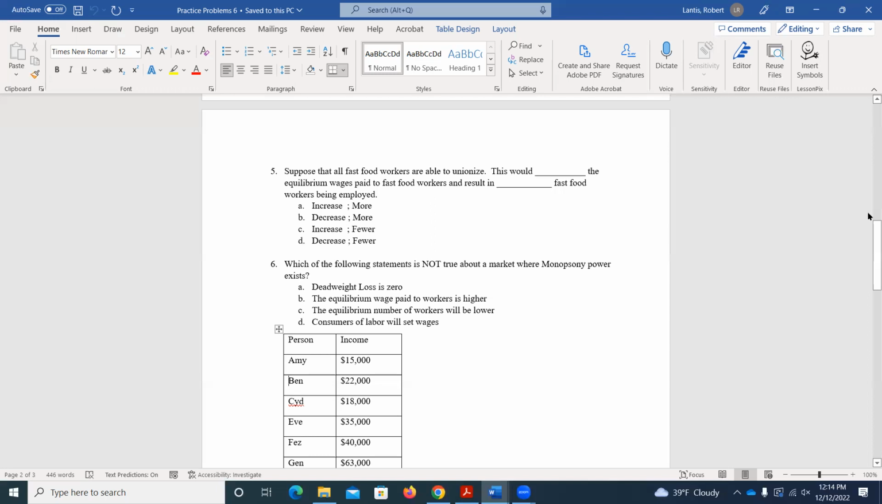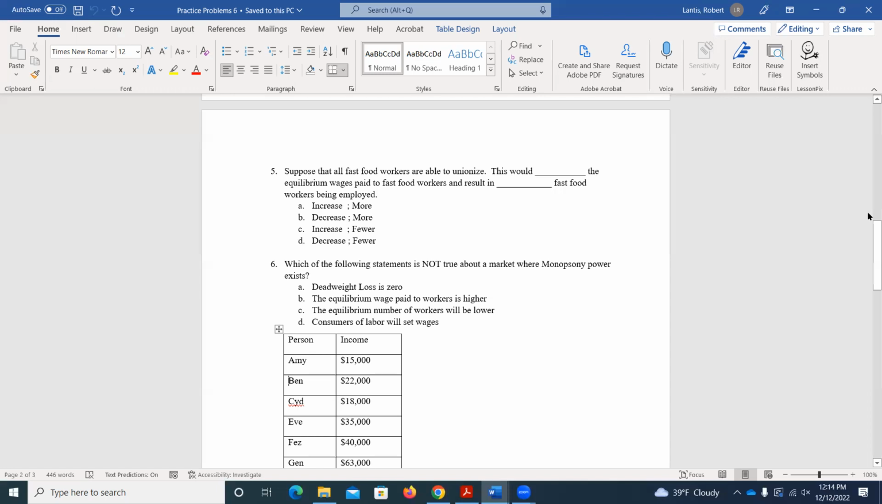Yeah. So what would be the answer for that? Oh, what do we have? So we've got deadweight loss of 0. That one's not true. So automatically, this is probably a little easier than working through the whole model. I worked through this just in case I asked you a slightly different question. Right, the equilibrium wage paid to workers is higher. Actually, I think I have multiple, but that one's not true either. The equilibrium number of workers will be lower. That's true. The consumers of labor will set wages. I must have a typo in there.